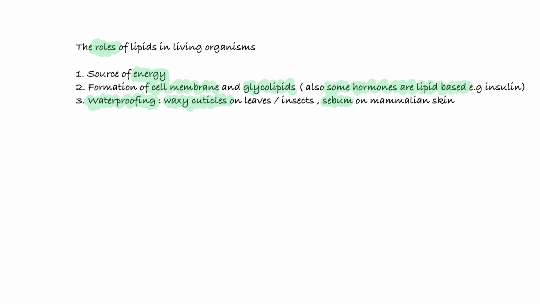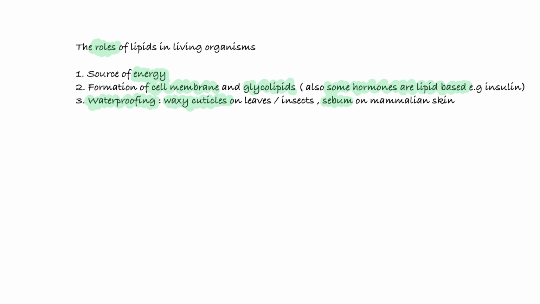And you will have learnt about this at GCSE when you learnt about the waxy cuticle on leaves. And we also know that mammals, and we're mammals, produce an oily secretion from the sebaceous glands in their skin. So we constantly produce oils that coat our skin and prevent water from evaporating from the surface of our skin. And if we didn't have that, we would become dehydrated a lot more rapidly.